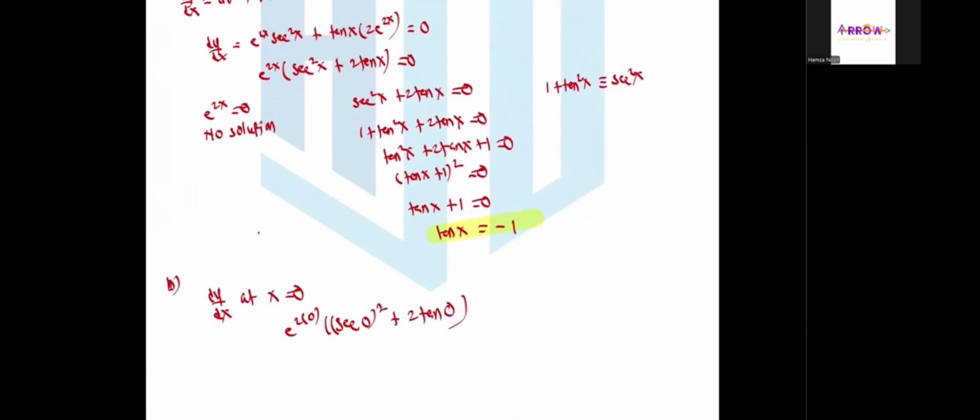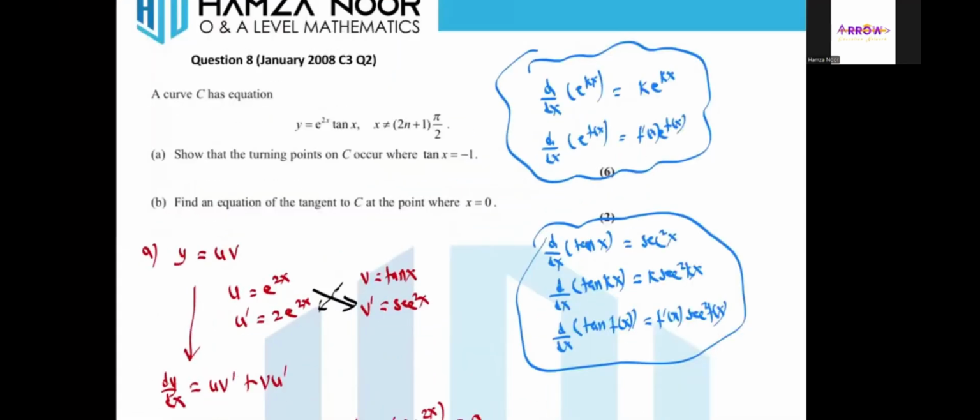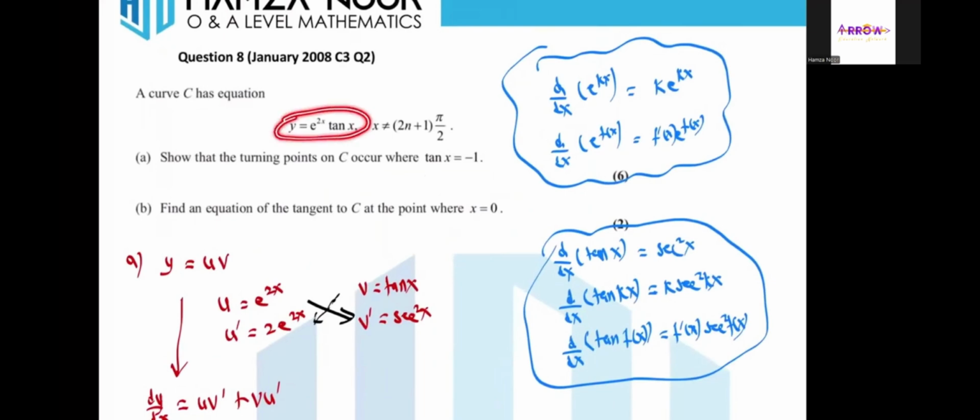Okay, so e raised to the power of 0 is basically 1, and this is 1 divided by cos 0 squared. Okay, and then 2 tan 0 is basically 2 times 0, because the value of tan 0 is 0 and cos 0 is basically 1. So basically 1 times 1, the gradient is equal to 1, meaning dy over dx is equal to 1, meaning the gradient of the tangent is equal to 1. All right. And when x is 0, we need the corresponding value of y as well. And for that purpose, we are going to substitute x equal to 0 into the equation of the curve.